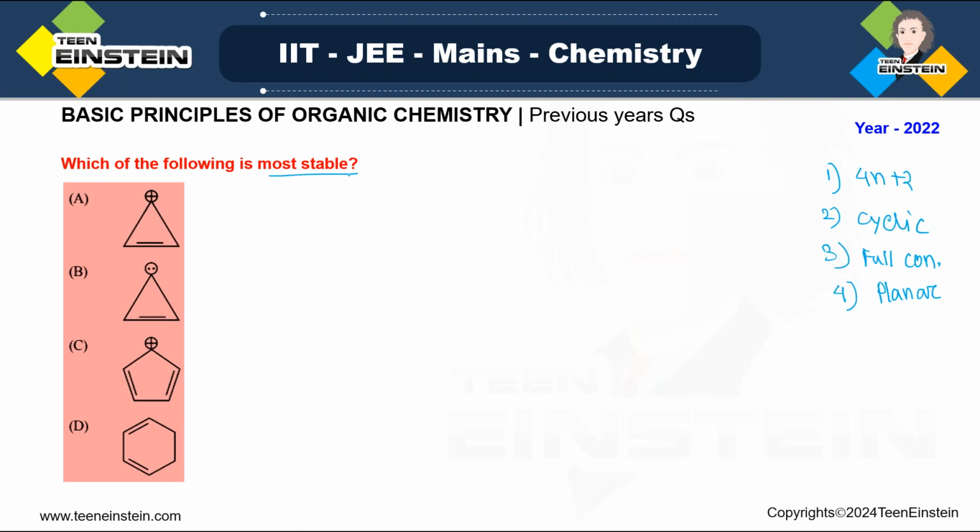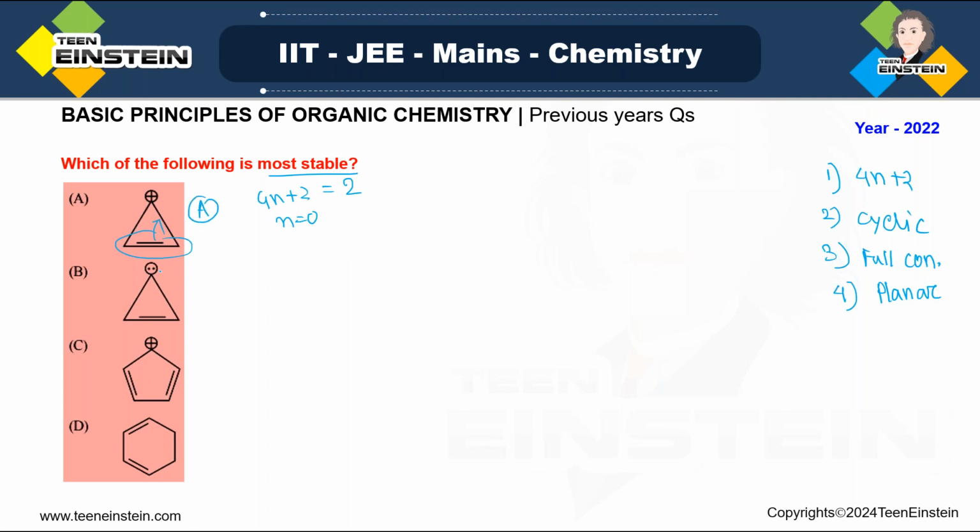Now, most stable means what? The species which will show aromaticity will be the most stable. Now the first compound: you will see all the conditions are fulfilled. If you consider 4n plus 2, n value 0 will give you simply 2, and here you have 2 electrons. Conjugation is possible. It is cyclic. It is planar. So it is aromatic. I am writing here A.